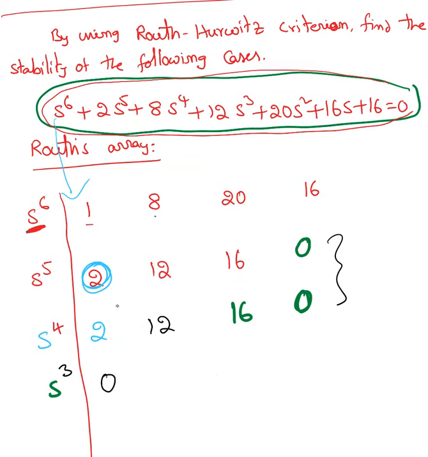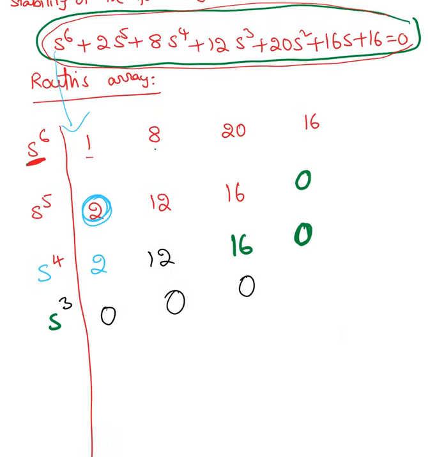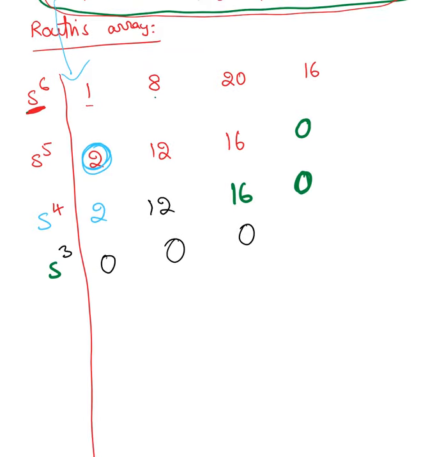Now 2, 2, 16, 16, for sure this element is going to be 0. 2, 2, 0, 0, this element is going to be 0. So all the elements in one row are 0. Then we cannot proceed from here, because if we proceed, we'll end up getting zeros or undefined values. So to proceed from here, there is a different way.